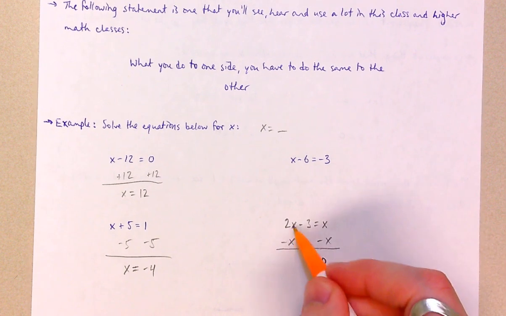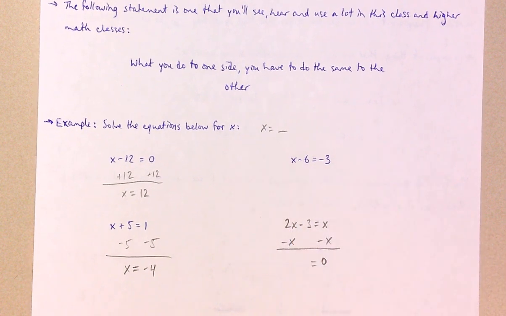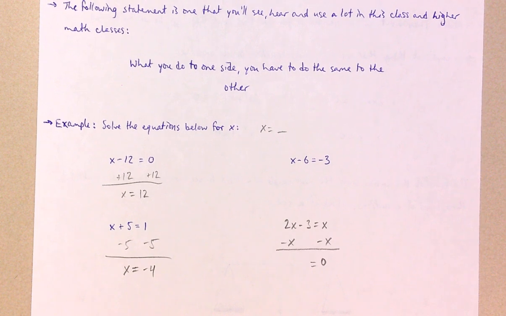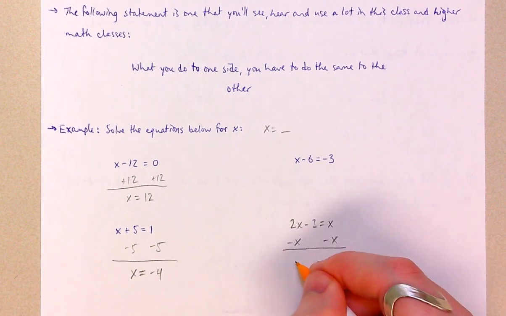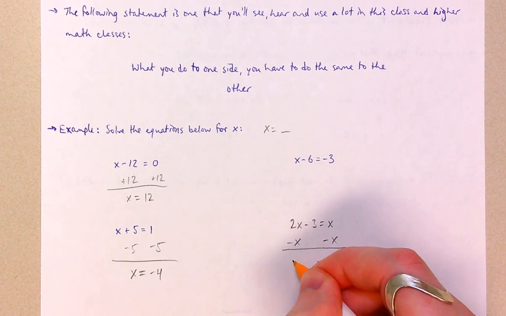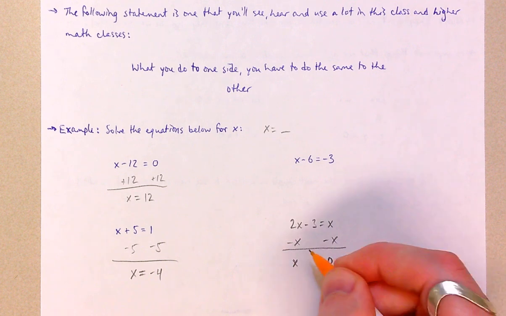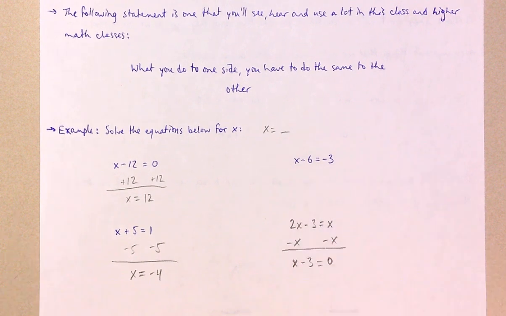And these two terms are like terms. I have a 2x and a minus x, so I'm going to combine those like terms. If I have two x's and I take away one of them, I'm left with one of them. So I have 1x left, or just x, and then minus 3. So x minus 3 is equal to 0.